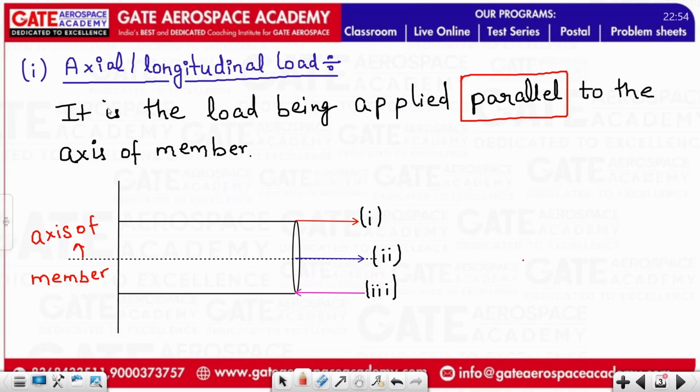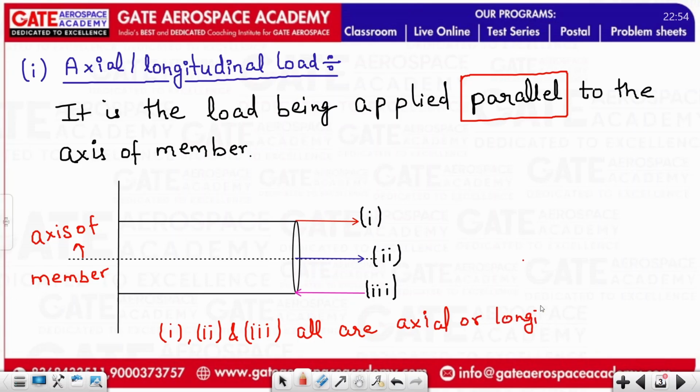Are you able to understand this? In all the above cases, like case number 1, 2 and 3, these all three are axial or longitudinal loads. So we can say that 1, 2 and 3 all are axial or longitudinal loads. They all are longitudinal loads. ठीक है? Are you able to understand this?